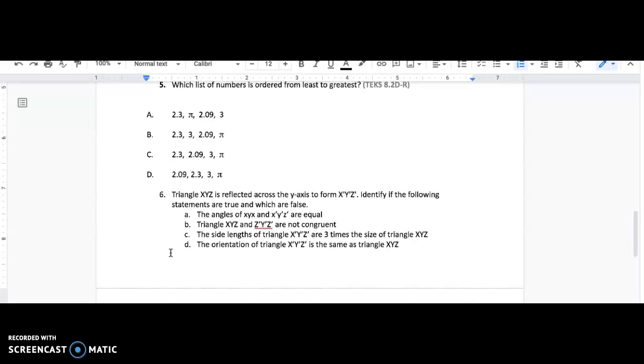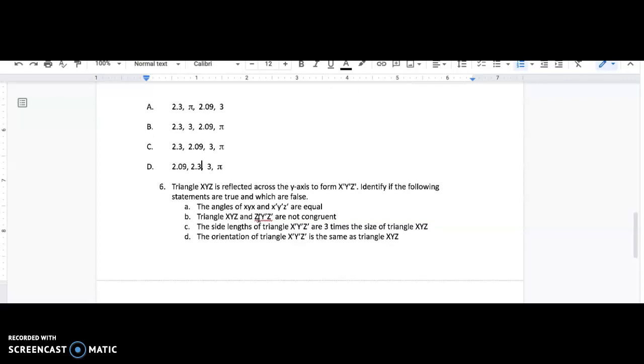Now, this one we could talk about just a little bit. The triangle is reflected across the y-axis to form triangle XYZ prime. Identify which of the following statements are true. Okay, this is about knowing principles of reflections. A says all angles of XYZ and XYZ prime are equal. So if it's a reflection, does it change the shape or the size of the shape, or does it morph the shape in any way?